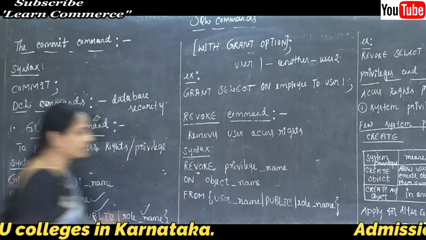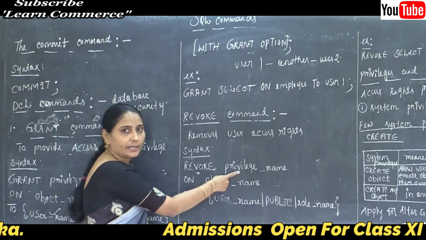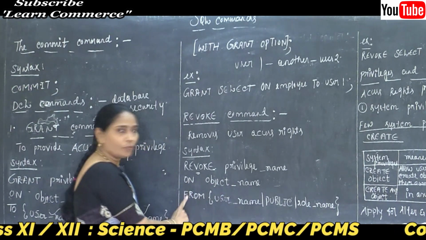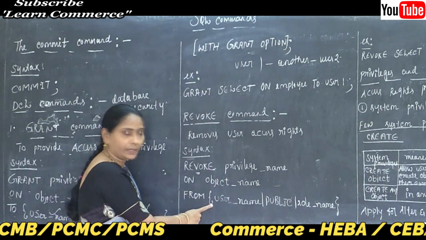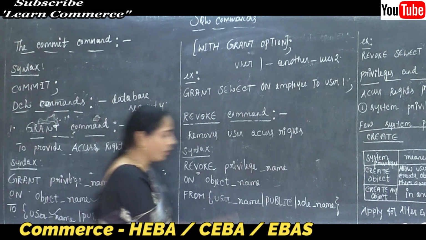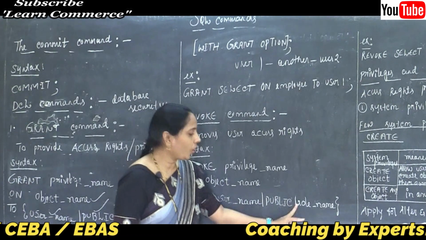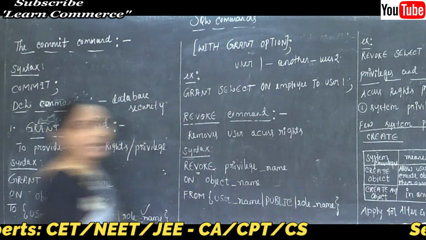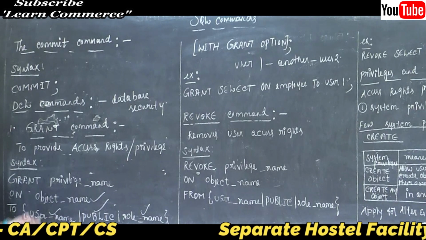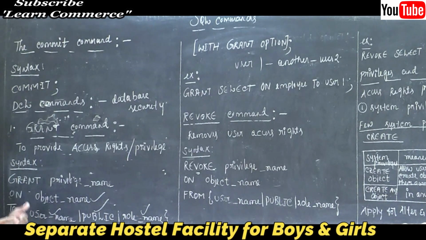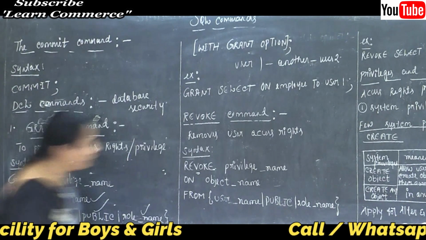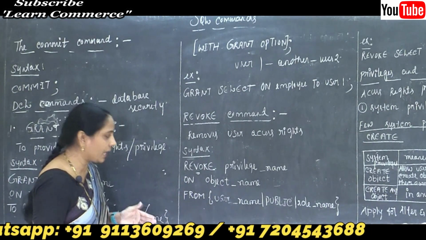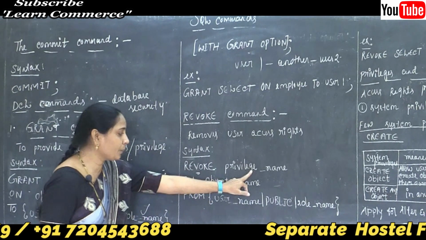The syntax: revoke privilege_name on object_name from, opening curly bracket, user_name or public or role_name, closing curly bracket. And we know the meaning of the revoke, correct? Why? Because it removes the permission from the user. When you explain this command, we can say it removes the select permission.